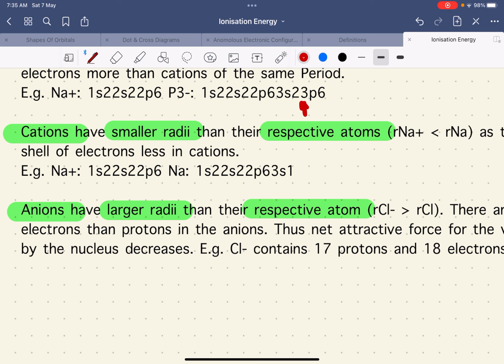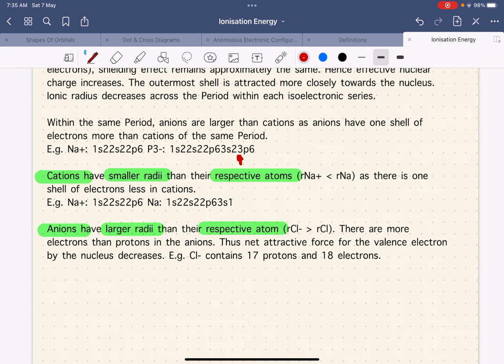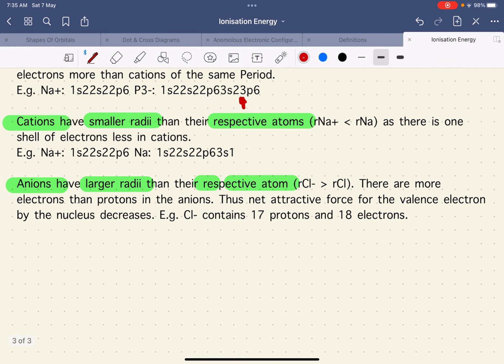So cations have smaller radii than their respective atoms. Why is this the case? As there is one shell of electrons less in the cations. Again, you write it out and you understand. This one has 3 shells, this one doesn't, the shell goes away. Once the 3rd shell goes away, we know there is one shell of electrons less, so the ionic radii are smaller.